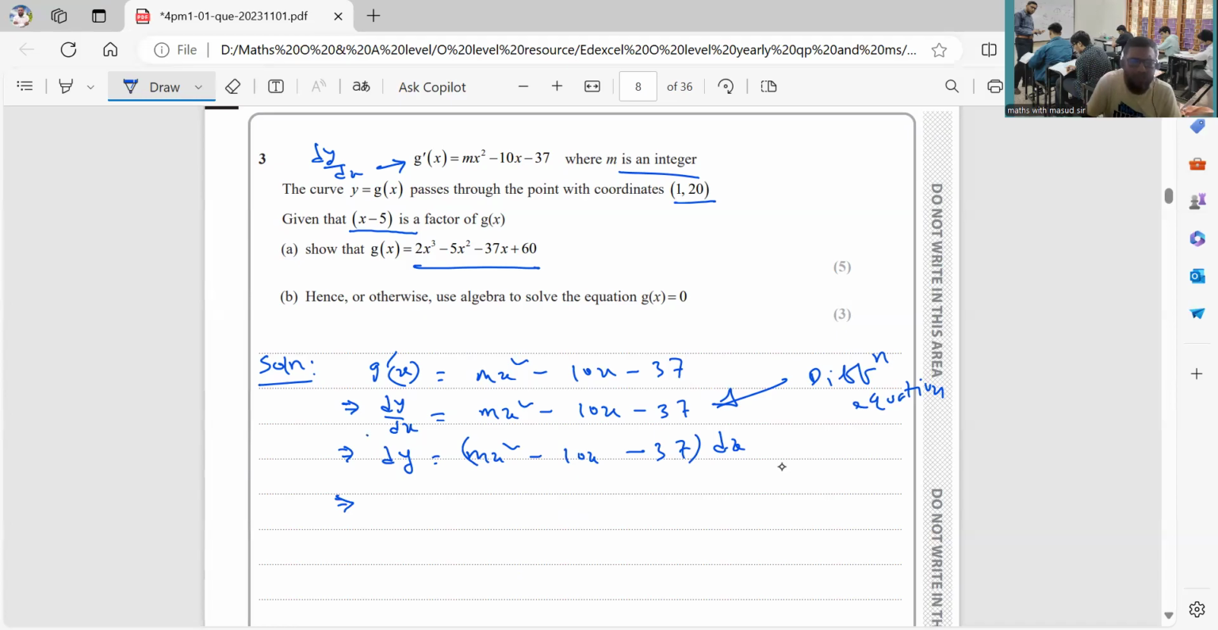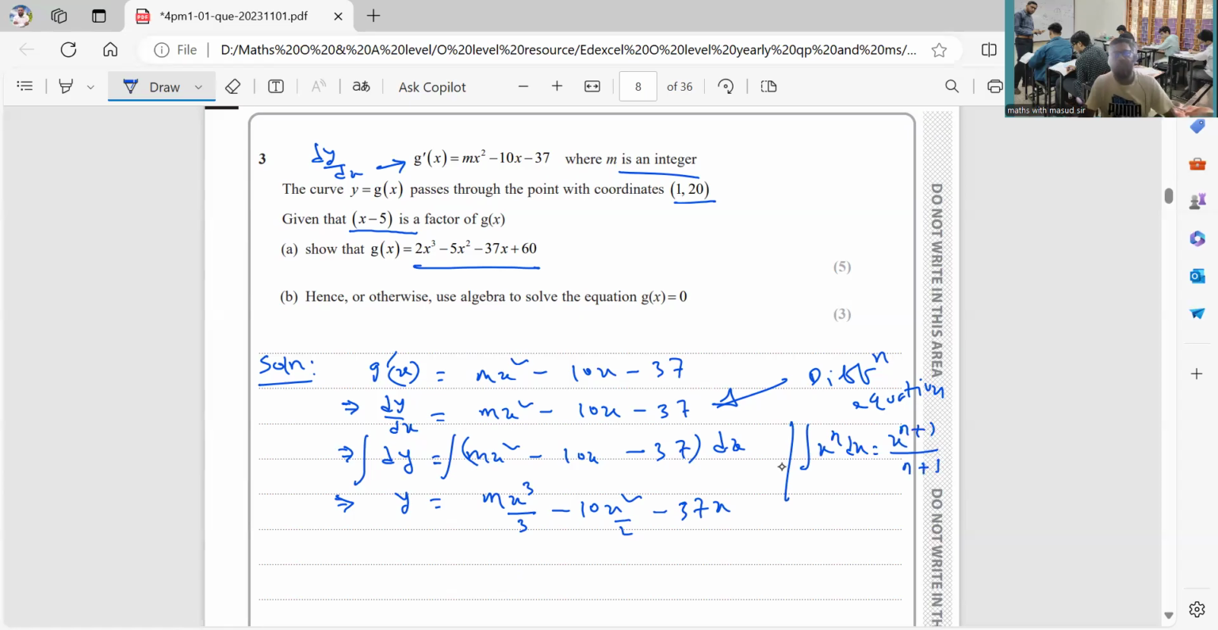So using integration. If you integrate on both sides, it will be y equals m x square, it means x cubed by 3. I think you know the formula. 10 x square by 2 minus 37x. And if you see the formula, integration of x to the power n dx equals x to the power n plus 1 divided by n plus 1. This is the formula for the index of integration. If that power is given, you can write x to the power n plus 1. Power will be increased by 1, and the denominator will be the same as the power.